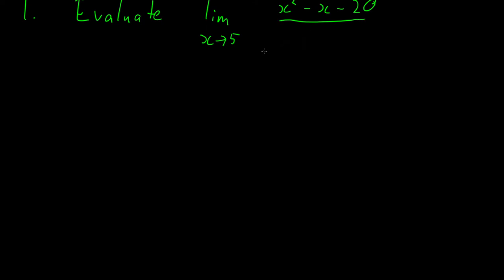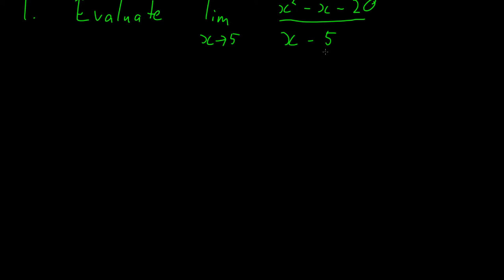So this is how it goes. Evaluate the limit as x approaches 5 of x squared, take away x, take away 20, divided by x minus 5. And, I mean, you can immediately see the problem here. The problem is if x equals 5, you'll be dividing by 0, which breaks maths.